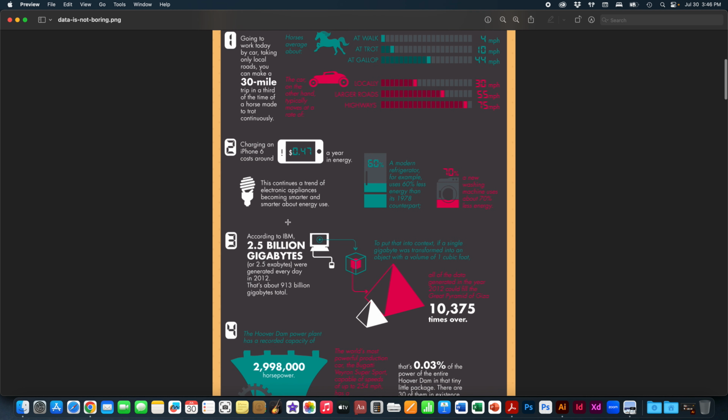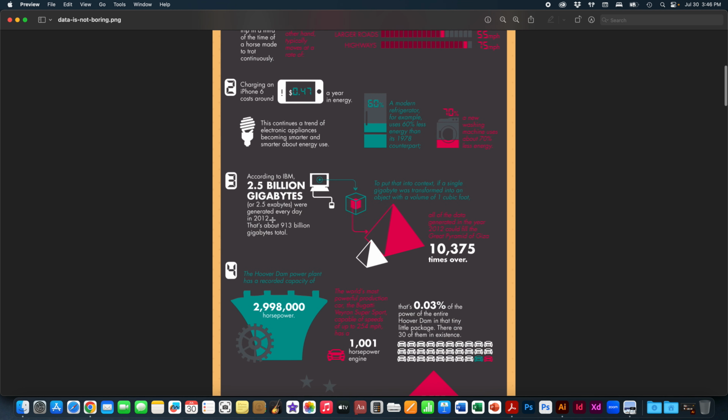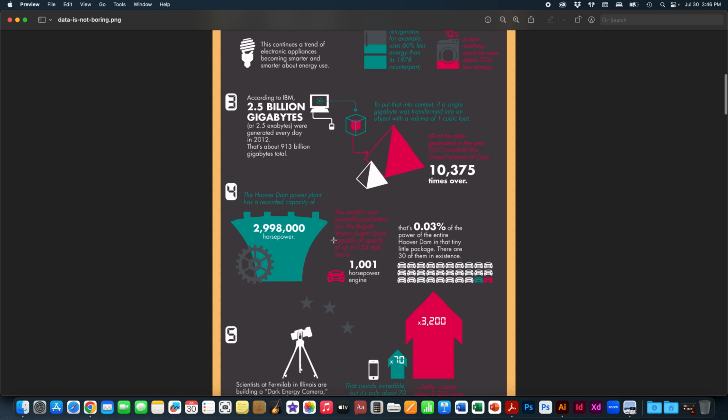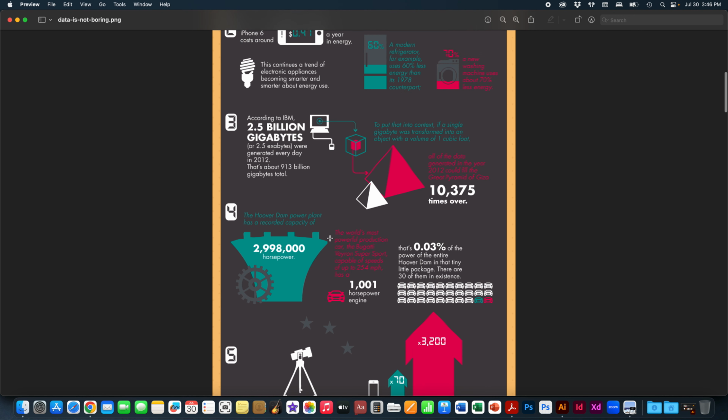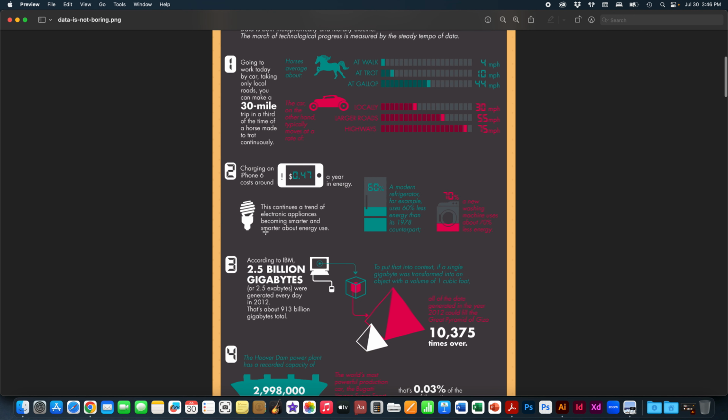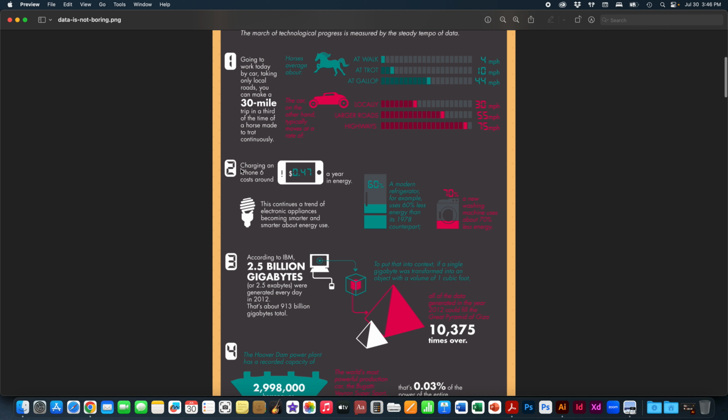So take a look through this. Again, these are good examples of the types of infographics you're going to create. Now, like I said, you don't have to do something as extensive as this. Even if you did something like just number two here, right?